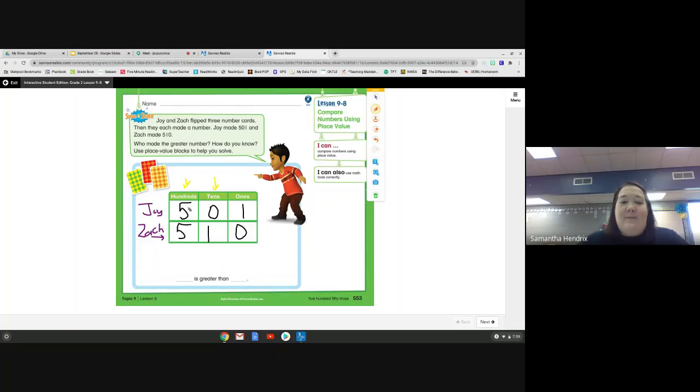Well, we compared. The hundreds were the same. The tens, Zach had more tens than Joy did. So down here, we're going to write 510 is greater than 501. Remember, pause anytime you need to. I'm going to go to the next page.